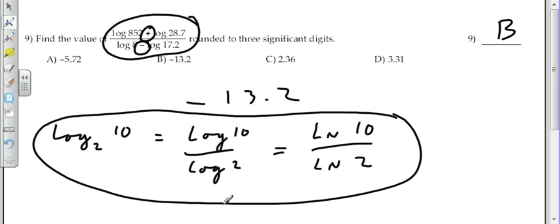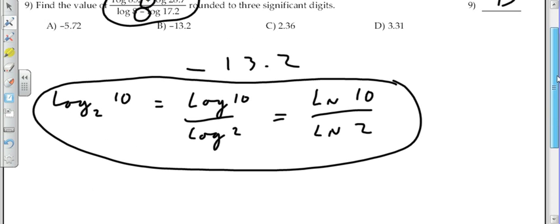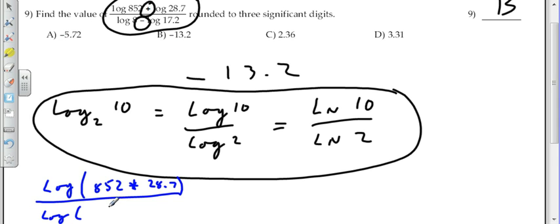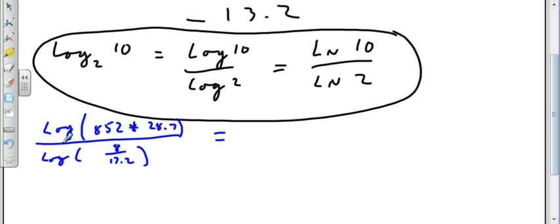Now, you could rewrite the problem. So let's say I rewrote the problem to be the common log of 852 times 28.7 divided by the common log of 8 divided by 17.2. That would be the same problem. If I did that, then I could substitute natural logs and have the same answer for that problem. But why would I want to overachieve?